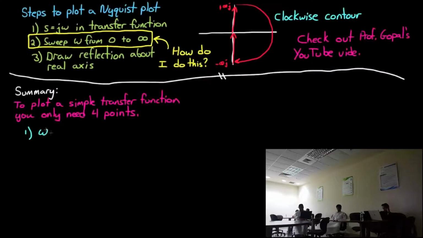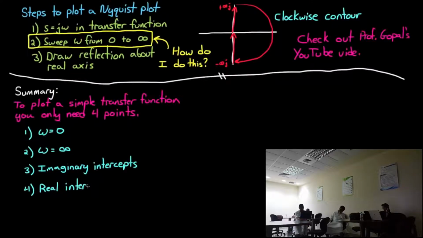The first point is when omega equals 0. The second point is when omega equals infinity. These determine the starting and midpoint of the Nyquist plot in the w-plane. The third point is where the plot crosses the imaginary axis, and the fourth point is where the plot crosses the real axis. So let's try this with our original transfer function and see what we get.